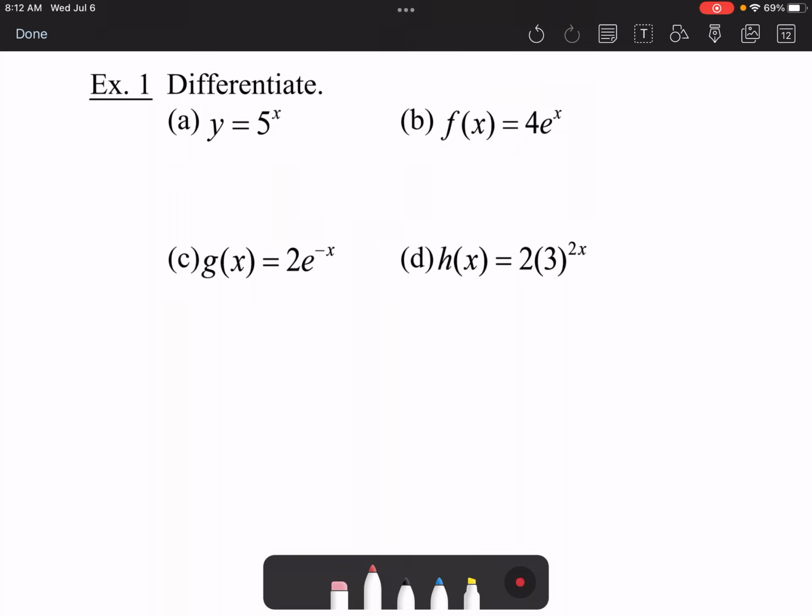So we're going to calculate the derivative, which means differentiate all these different types of functions right here. So the derivative of y equals 5 to the x. Now that's just y equals 5 to the x times the natural logarithm of 5, because the 5 is something other than e.